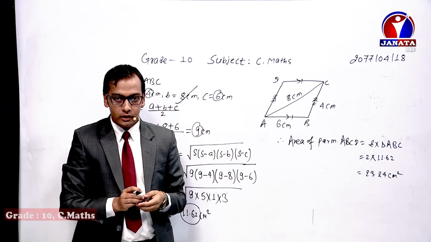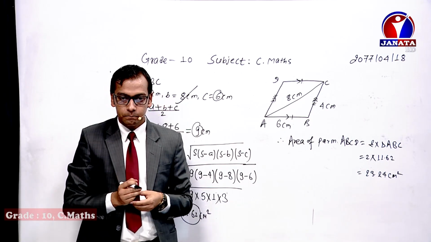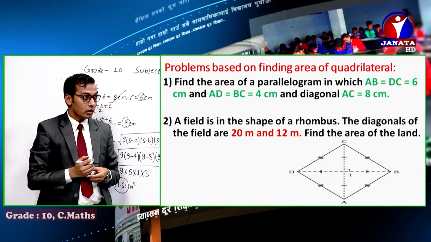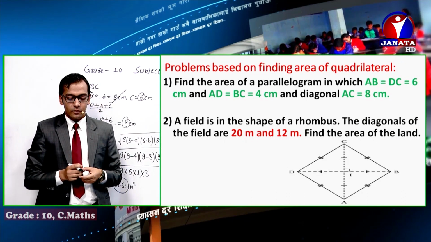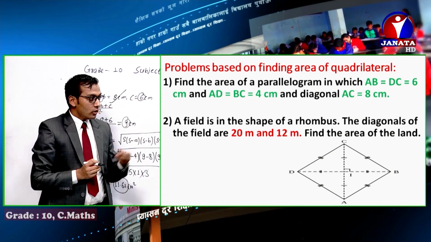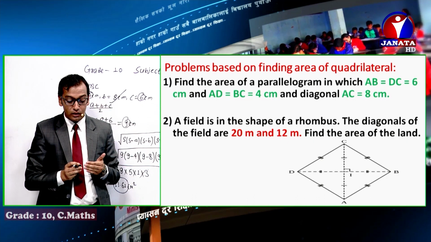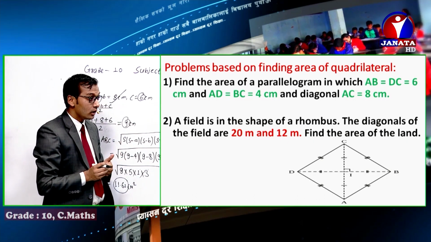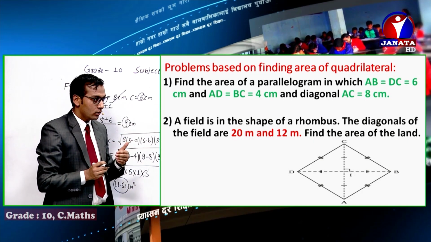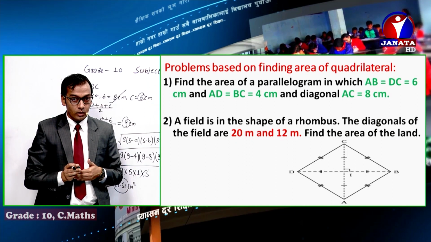Now similarly, let me take the next question here. Under quadrilaterals, we are now discussing the rhombus. You can read question number 2 on the slide. A field is in the shape of a rhombus. The diagonals of the field are 20 meter and 12 meter. Find the area of this land.